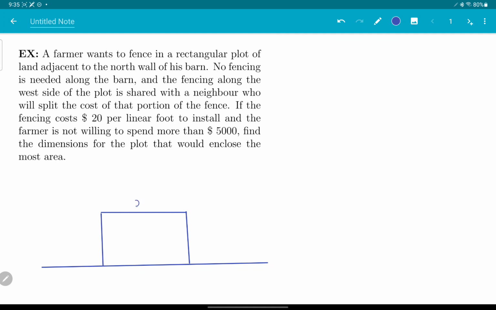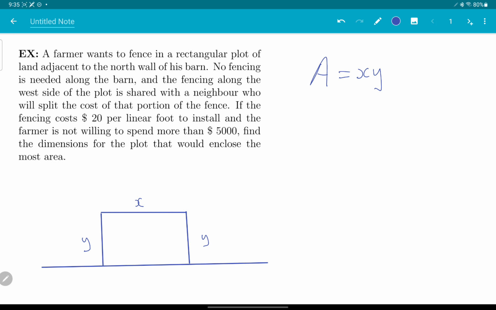Let's go with x for this side length, and then we'll go y over here, and also y over here. Now what are we trying to maximize? Area. Trying to maximize area. So let's write down an area equation. Area is going to be x times y.